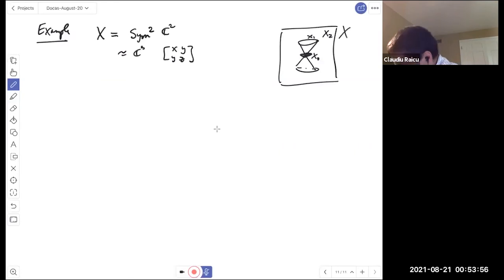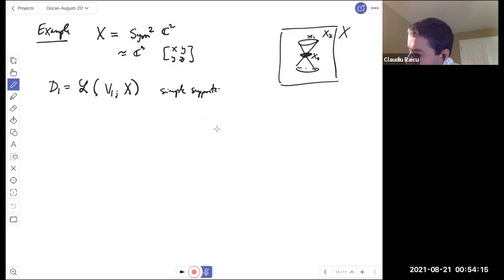And so I need to pick a simple D-module. I'll call it D1. This is the simple D-module corresponding to the quadratic cone. So it's a simple module supported on rank at most 1 symmetric matrices. And the calculation that I was talking about a few years earlier tells you exactly how to decompose this. D1 is a direct sum of representations of GL2.